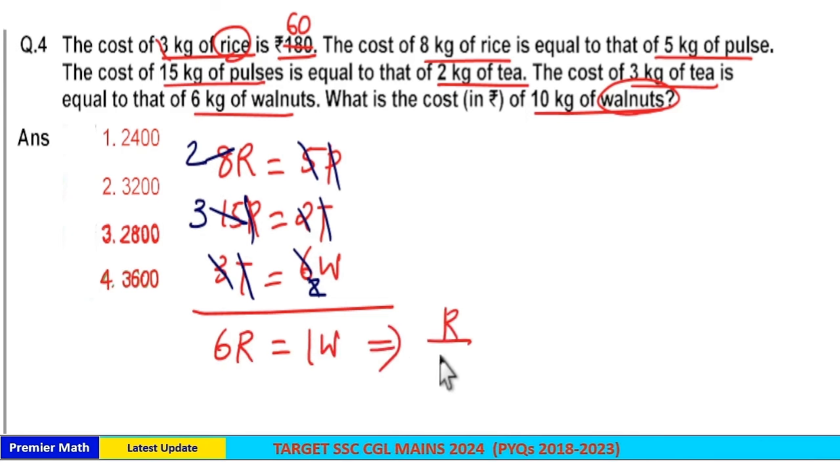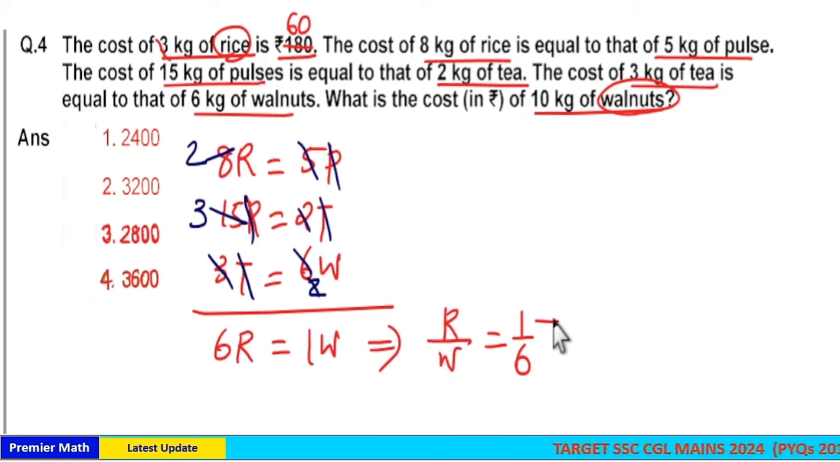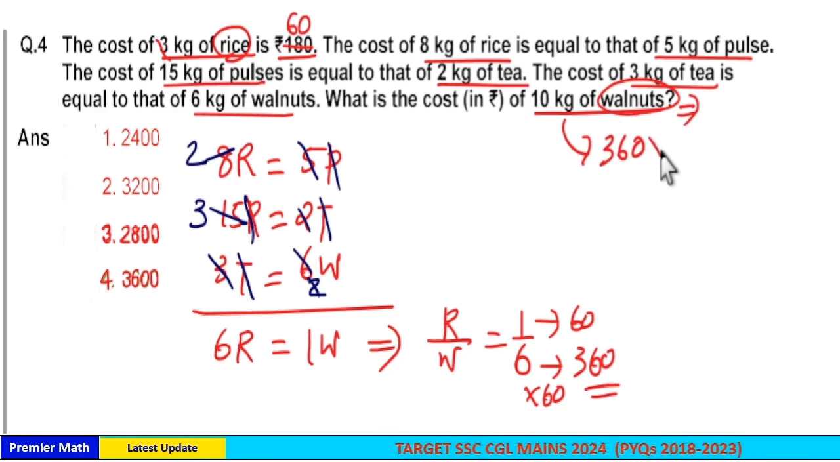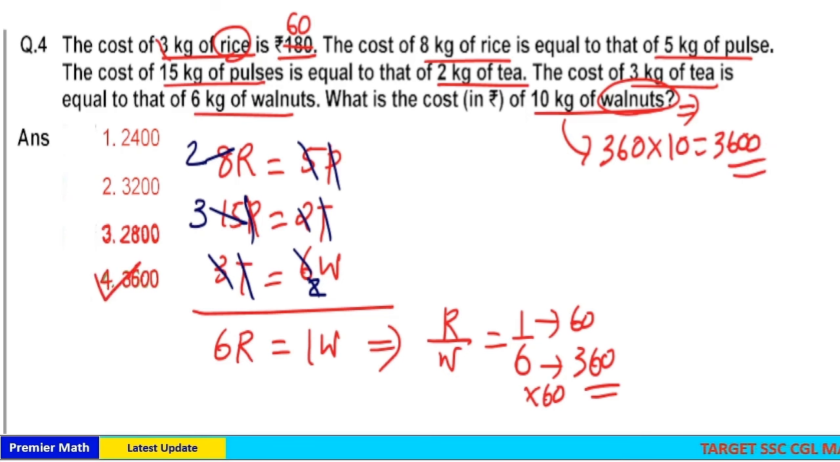From this, rice and walnut ratio, rice by walnut, is equal to 1 by 6. And here this is 1 kilogram rice and 1 kilogram walnut ratio. So 1 kilogram rice costs 60 rupees. We already know it. Then 1 kilogram walnut cost is equal to 6 parts. 1 part is 60 means 6 parts is 6 into 60, 360 rupees. So 1 kilogram walnut cost is 360 means 10 kilogram walnut cost is equal to 360 into 10, 3600. So option 4 is your answer.